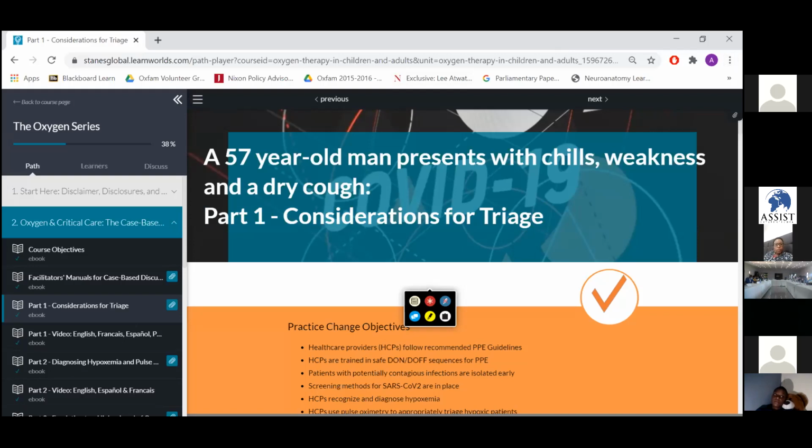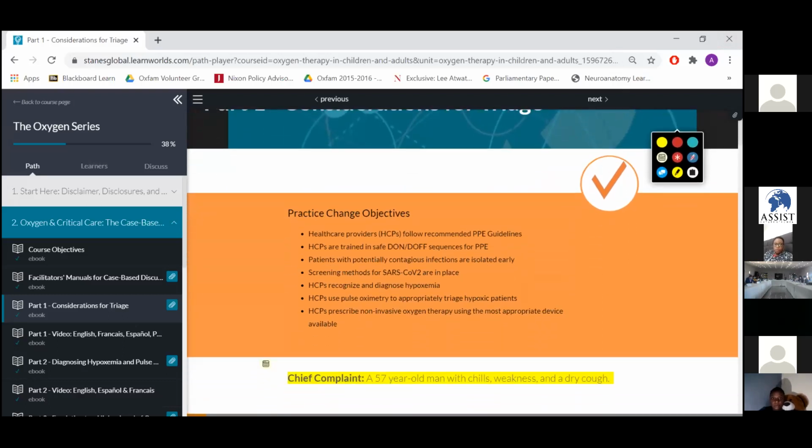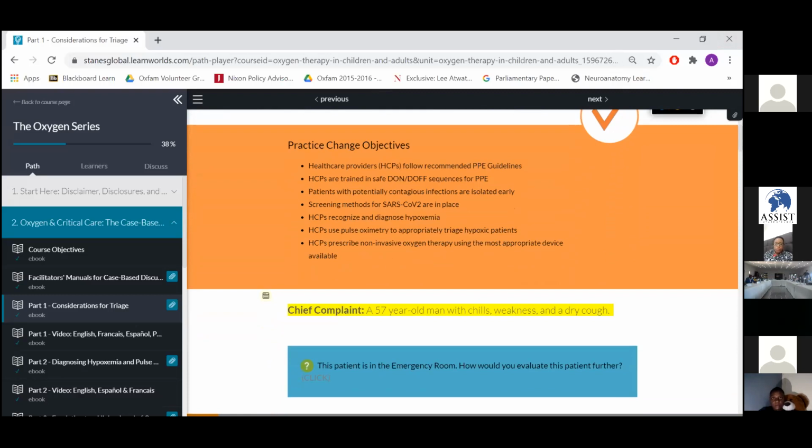So today we are doing a triage case. This is a 57-year-old man who presents with chills, weakness, and dry cough. During the session, we'll focus more on the practice change objectives rather than the learning objectives. Our first practice change objective is that, as healthcare providers, we should follow recommended PPE guidelines. As we know, PPE guidelines are very important for protection against the virus.